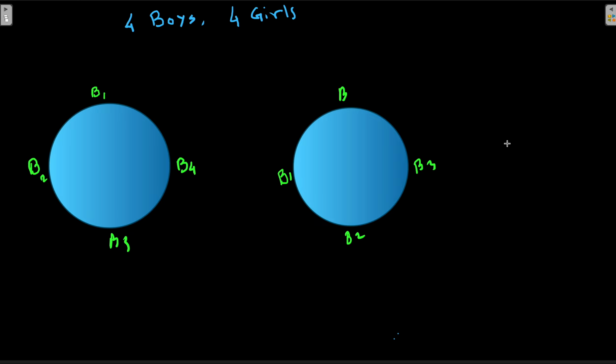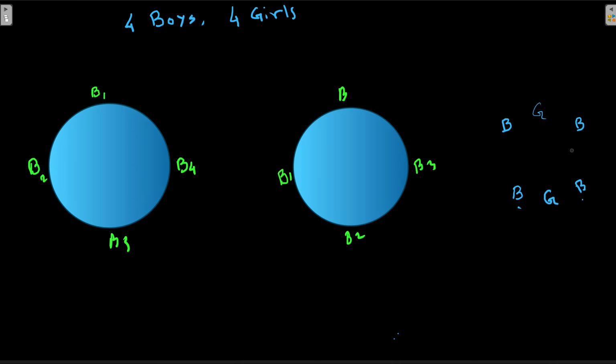Why? Suppose one girl is at some position. Since no girls can sit together, on this side it must be a boy, and on that side it must also be a boy. Suppose another girl is sitting somewhere, because we have to accommodate four girls. Once there is a girl here, on the left side she must be accompanied by boys, so there must be two boys here. Now we see that four boys already exist: 1, 2, 3, 4.